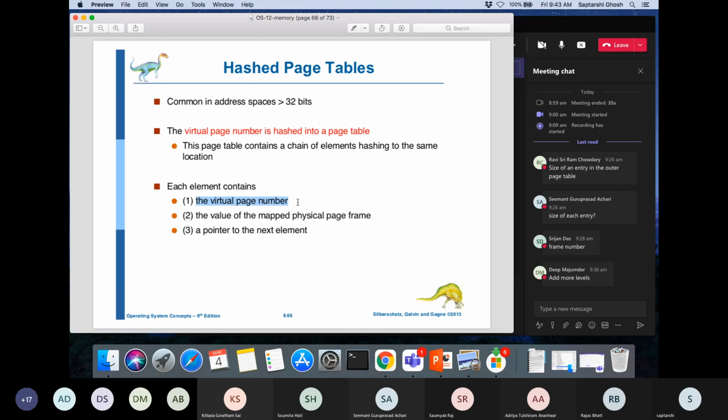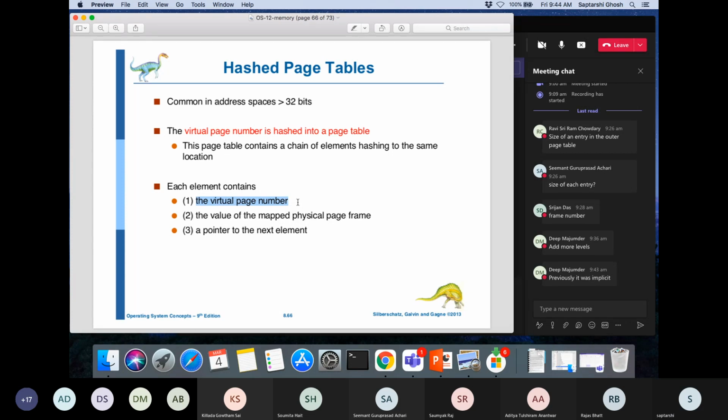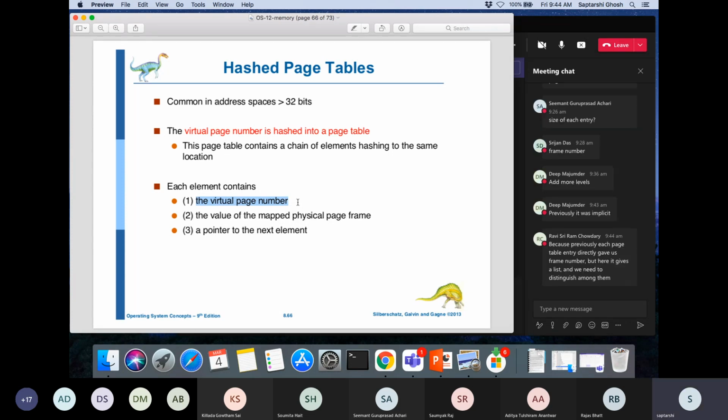Any answers? Okay. Okay, Ravi, can you unmute and say, like, yes, you are right. So previously, each page table entry directly gave us the frame number. So what was the virtual page number? Did we not need the virtual page number at all? Can you unmute and say?